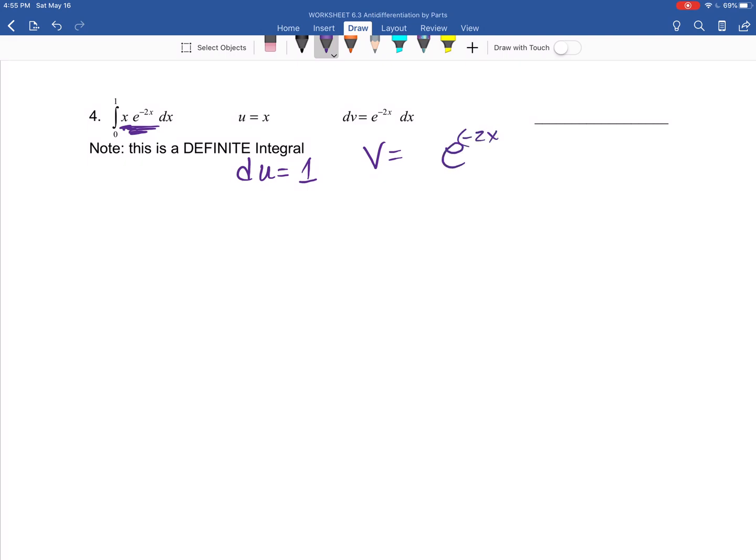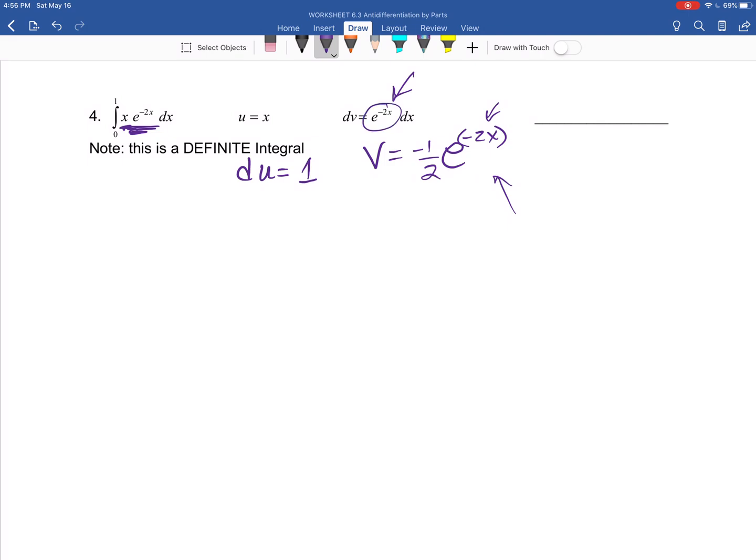Now, here's what I see. Take the derivative of that. The derivative of the outside is exactly what you got up here. That's good, but wait. Derivative of the inside. Oh, derivative of the inside is negative 2. Negative 2 times what gives you a 1? Oh, it's got to be a negative 1/2. There you go. Okay, that's my v. That is the antiderivative of that.